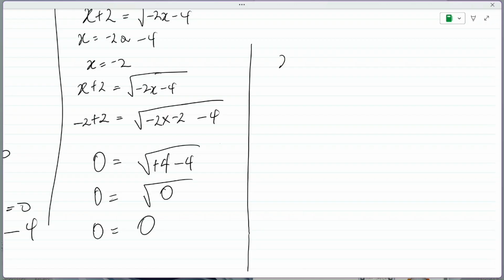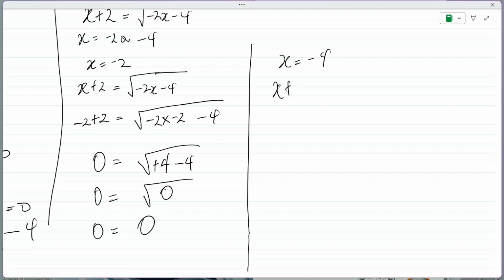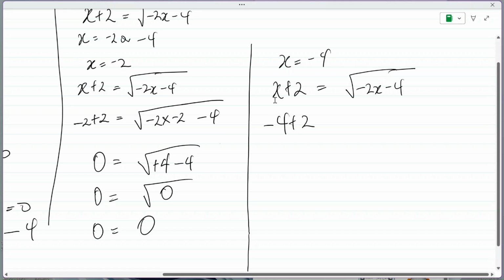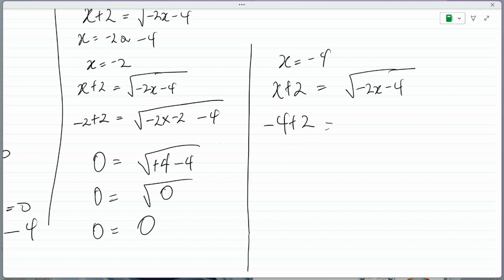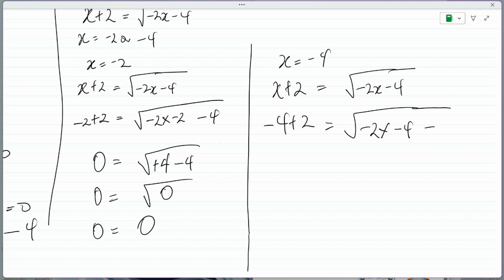Let's try minus 4. X equals minus 4. We're inserting it into the initial equation, where you have x plus 2 equals square root of minus 2x minus 4. X is minus 4, so you have minus 4 plus 2. We've changed x from its algebraic value or the letter form to an actual numeric value, which is minus 4 plus 2 equals square root of minus 2. You know this x is linked to this minus 2 by times. You have to be very careful because you're working with negative 4. And you know x is minus 4, so you have times minus 4 minus 4.